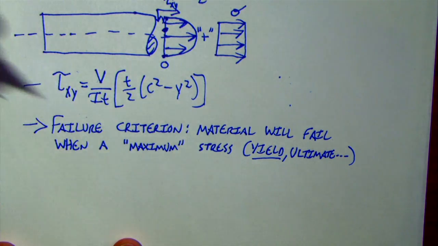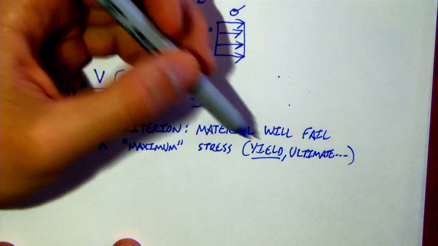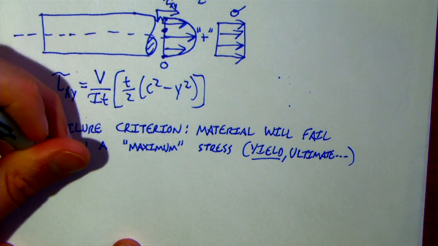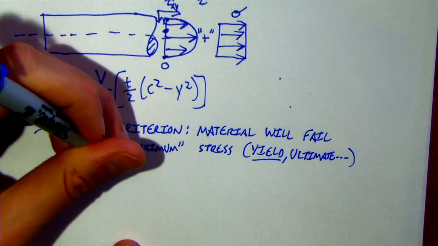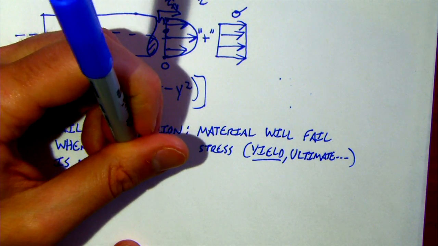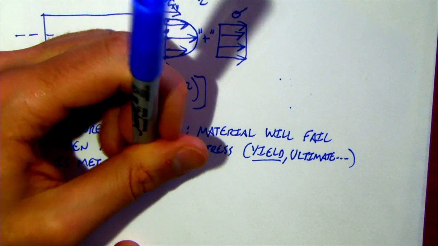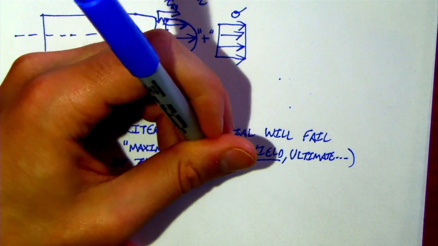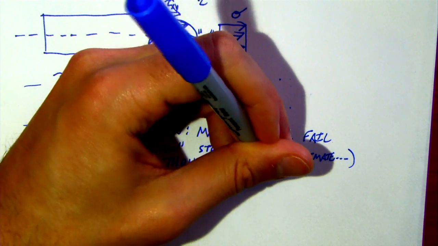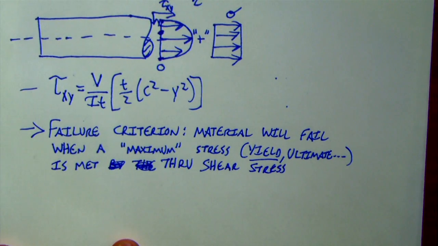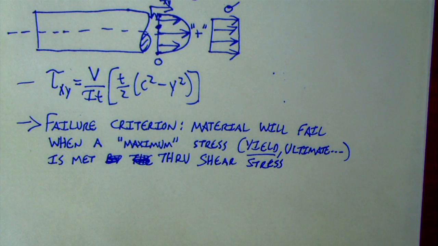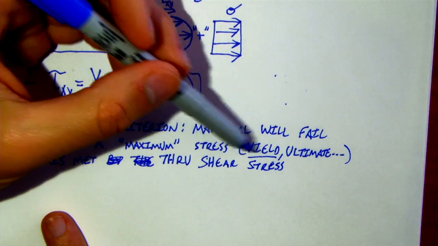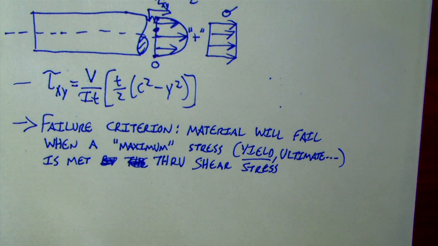So the material will fail when whatever maximum stress criteria that we pick is met through shear stress. So ductile materials usually fail in shear. So if the maximum shear stress that's being experienced by a stress cube in the object that we're analyzing meets whatever maximum stress we've picked, then the material has failed.